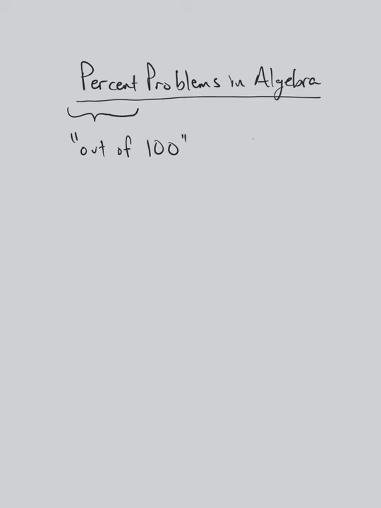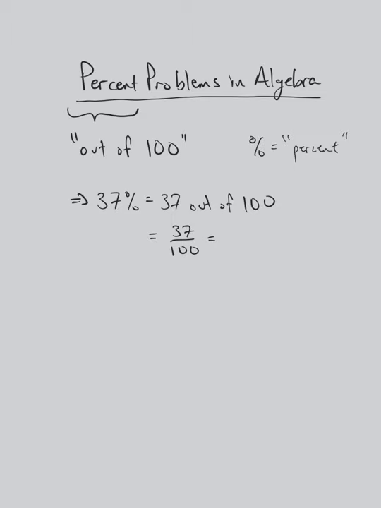And if you remember, this little symbol means percent. Whenever we write that symbol after a number, we're talking about out of 100. So if I write something like 37%, well, what does that mean? That means 37 out of 100. And since we're talking about 37 out of 100, we could write that as a fraction as 37 over 100. And then if I divided those two, that comes out to be 0.37.